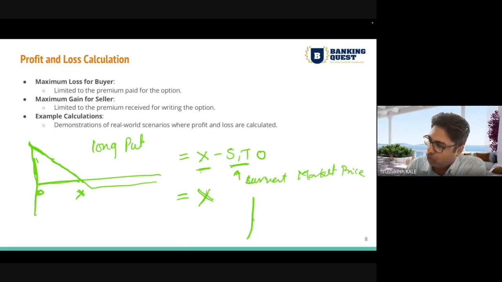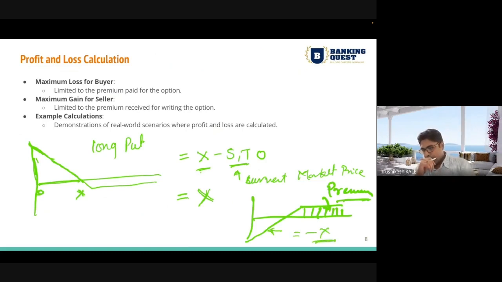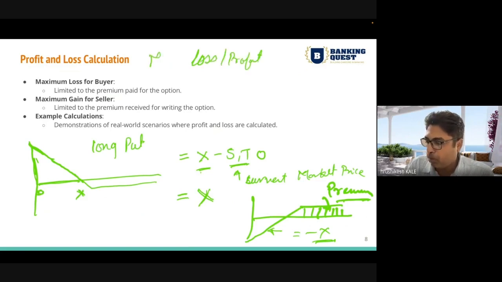Similarly, if you look at the short put, maximum profit is equal to premium received and maximum loss is equal to minus of X. And that's how you need to find out loss and profit. I'm speaking about maximum boundary conditions of both call and put options.